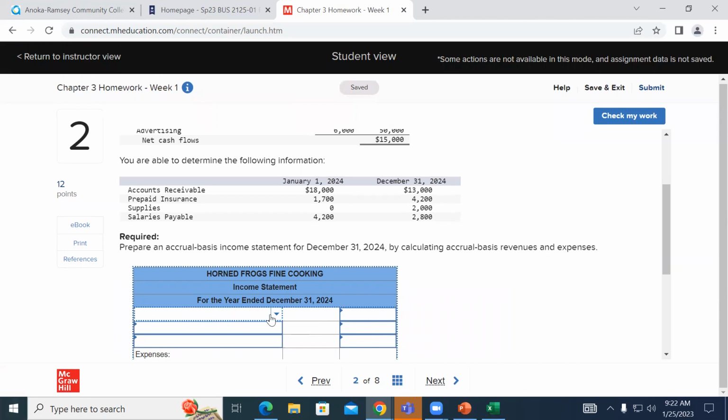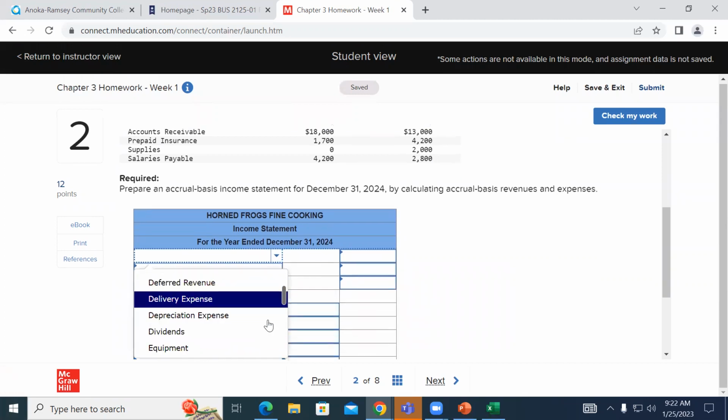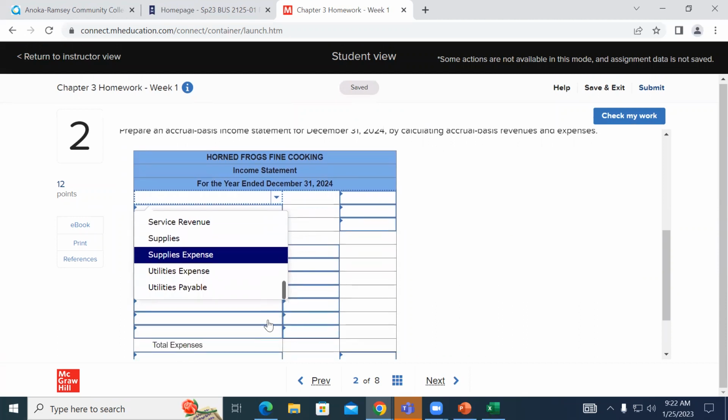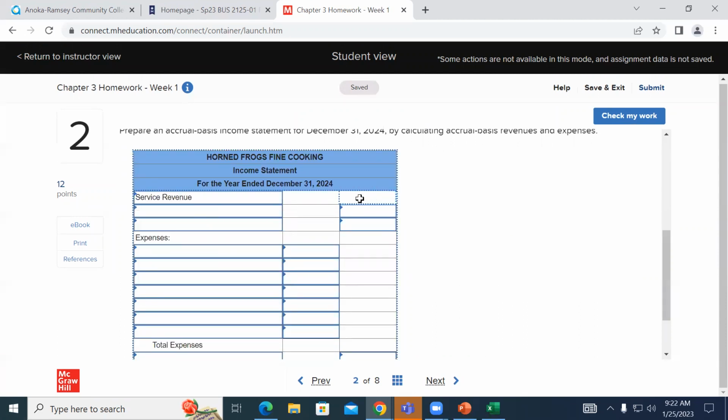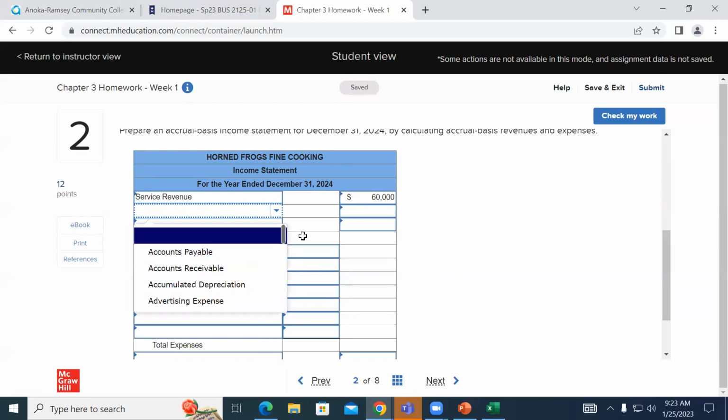So won't we show our service revenues to be 60,000? Wouldn't we? Oops. Goodness gracious. Okay, that makes sense? And maybe I need to say total revenues. Let me just see.